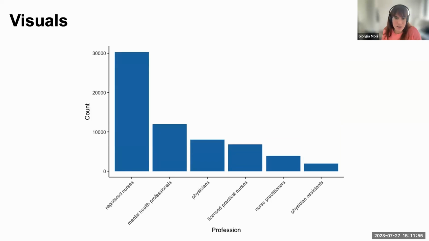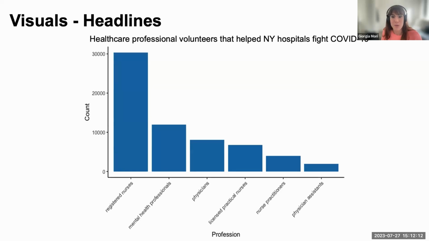Maybe I can order the x-axis. Now it's easier to see that we have a lot of registered nurses, for example, and much less nurse practitioners. But we still don't really have a context for this. So I can keep playing with visuals. I can start even playing with words.